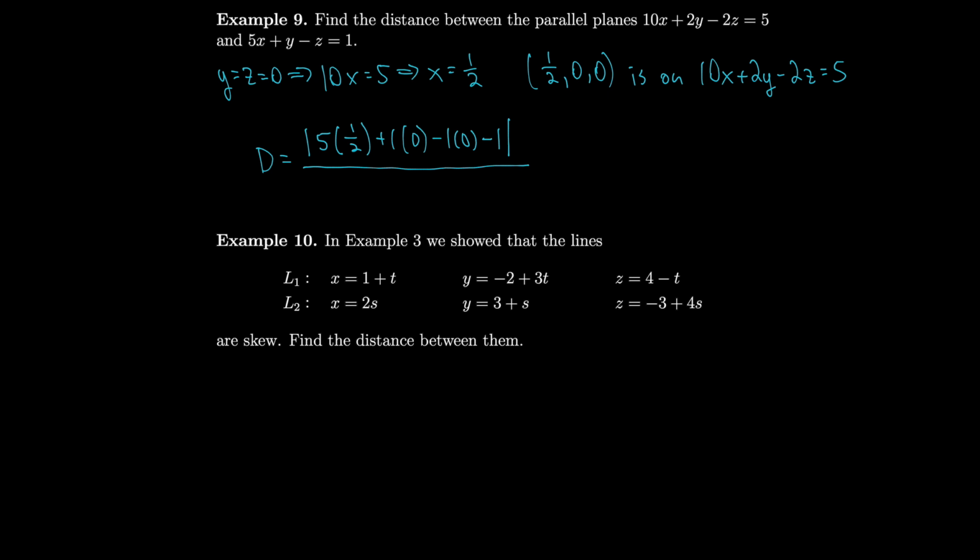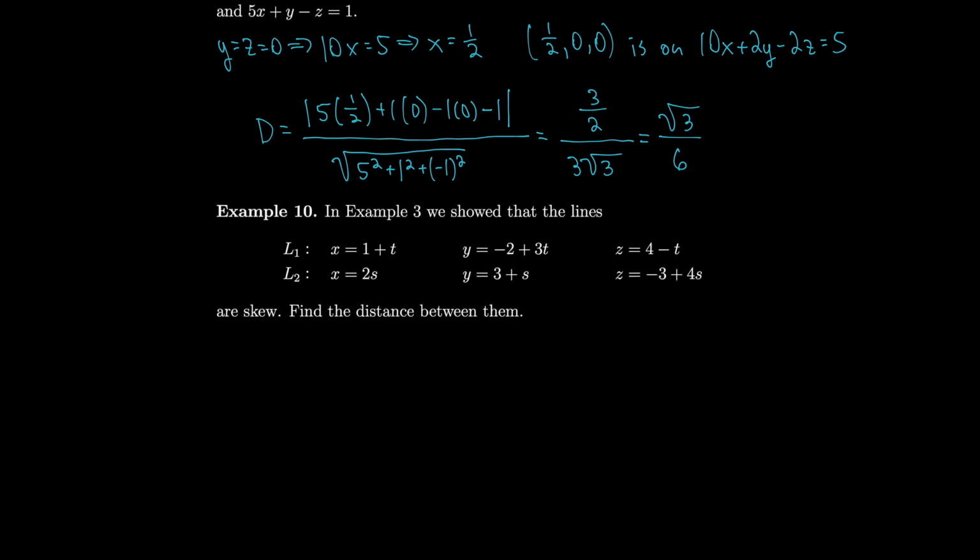Okay, we divide by the square root of a squared plus b squared plus c squared, so that's 5 squared plus 1 squared plus minus 1 squared. So that gives us 3 over 2 on the top, and it gives us 3 rad 3 on the bottom. So that's just rad 3 over 6 as the distance between our two planes.